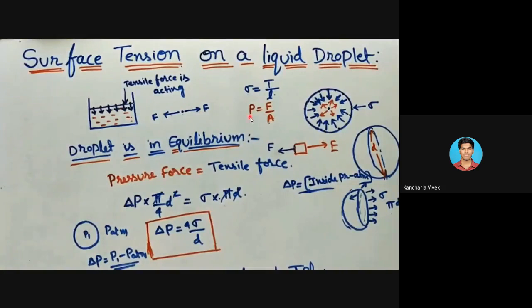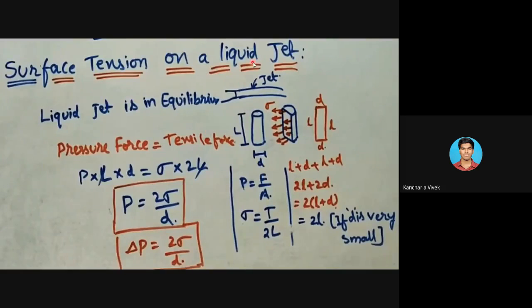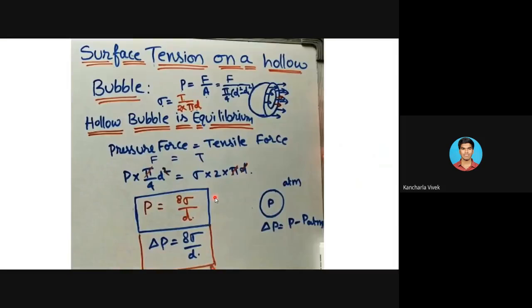For the liquid droplet, it was 4 times the surface tension acting over the diameter. In this case, it is half, that is, it decreased. So it is 2 sigma by D. It's better if you note these formulas. Even though I'll be sharing the PDF version with you, it's better if you note down these formulas.